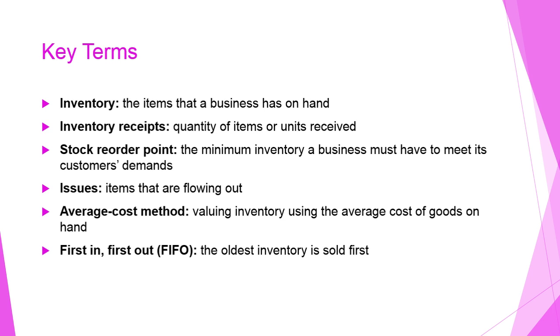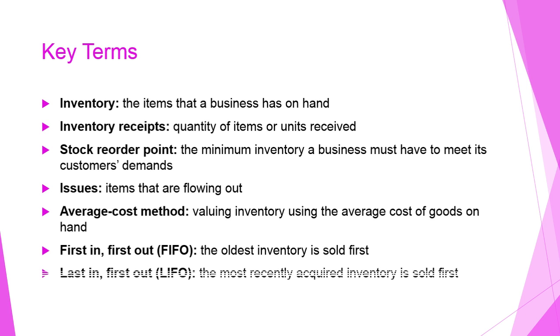First in, first out is one of the 3 methods. It is the oldest inventory is sold first. We'll go over more details in a bit. Last term is last in, first out, or LIFO, and that is the most recently acquired inventory is sold first.